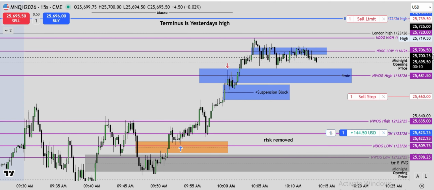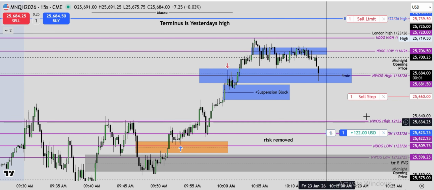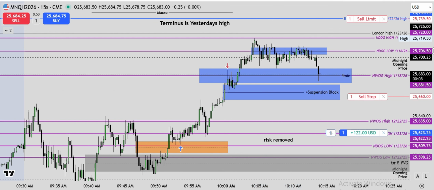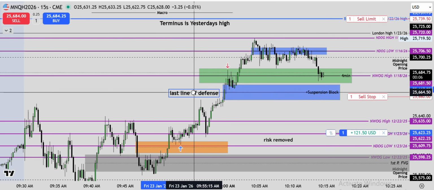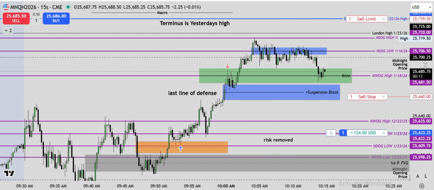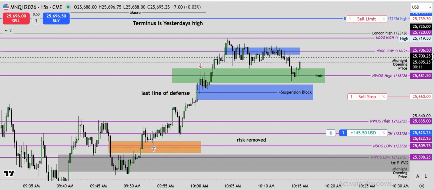Again, just waiting. I don't care what happens in this trade, the outcome. Obviously I want final terminus, but it is not necessary. It is not needed. I made money on this trade. I extend that suspension block. I'm seeing how price reacts with this 4 minute gap. I want it to stay above that middle line, that consequent encroachment. I just outlined that suspension block is my last line of defense. I want to see that respected and price not go back to it. I have my stop a couple of ticks below that consequent encroachment. That is the last line of defense that I'm willing to give up.